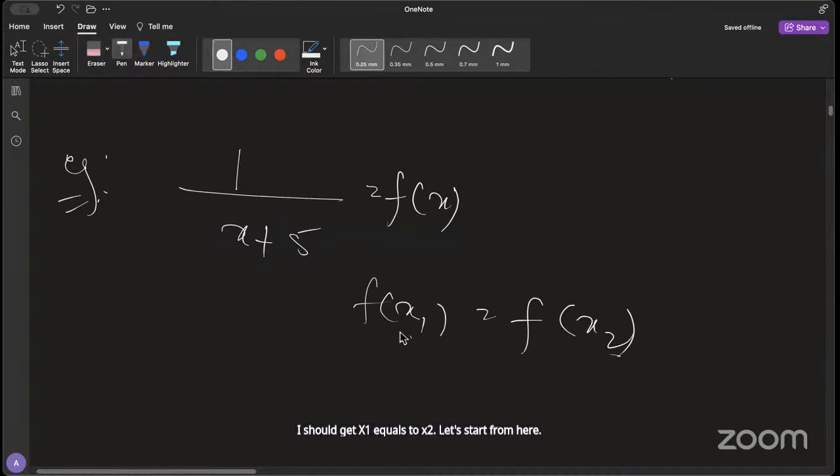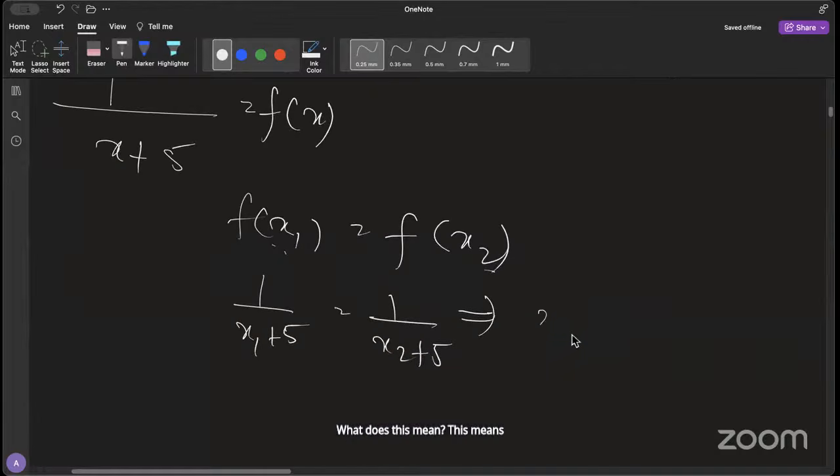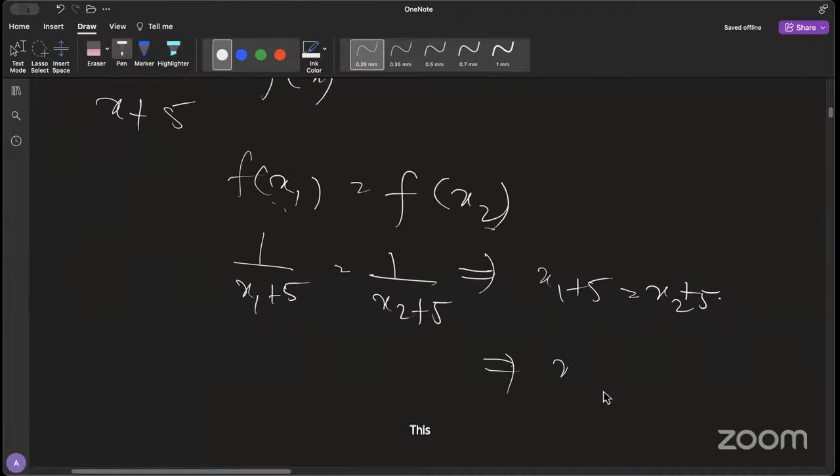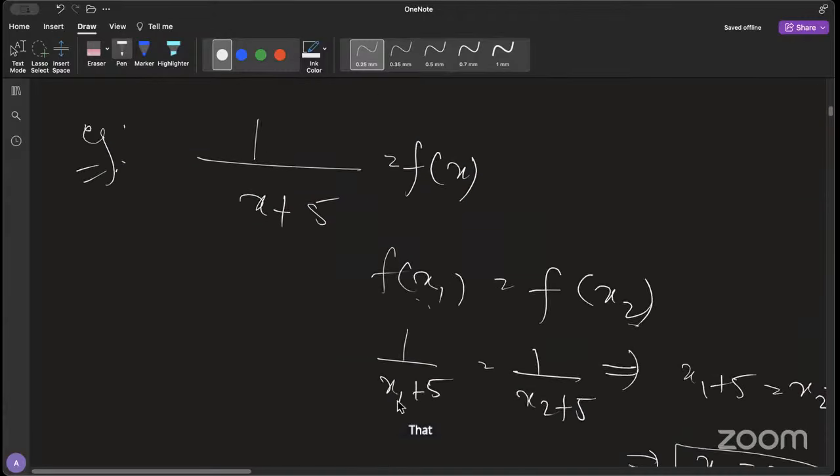Let's start from here. If f(x1) is equal to f(x2), that means 1 by x1 plus 5 is the same as 1 by x2 plus 5. What does this mean? This means that x1 plus 5 is the same as x2 plus 5, right? And what does this mean? This means x1 is the same as x2. So we have reached our conclusion that x1 is equal to x2. That means this function is one-one.